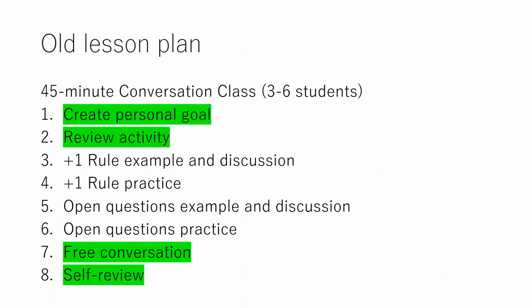Here's what an old lesson plan looked like. So, a 45-minute class, usually only 3 to 6 students per teacher. It's kind of a special course. The green activities are the regular activities that were the same every week. So at the beginning, create a goal, do a review activity. At the end, have a conversation, and then do a self-review activity. And in between, in the middle of the sandwich, they did usually 2 conversation strategies.